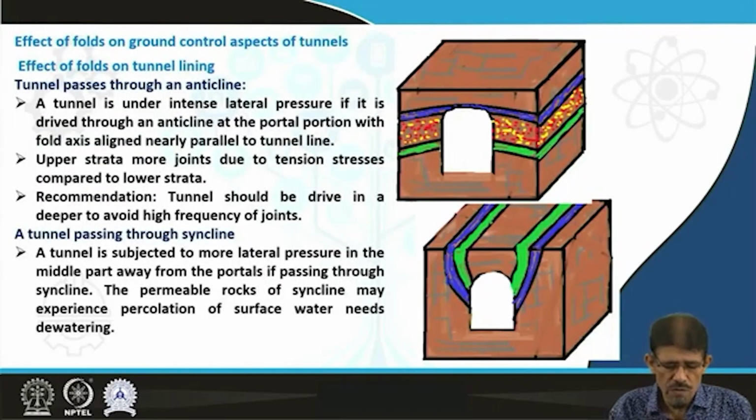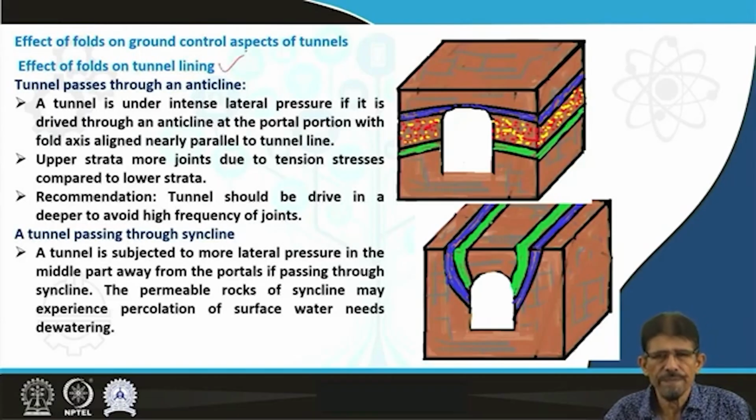First, we are going to discuss about the effect of folds on tunnel lining. Generally, we have two types of folds, anticline and syncline. Although there are many types of folds, syncline, anticline, homocline, recumbent folds, chevron folds, cylindrical folds, etc. But in major shape we are going to encounter anticline and syncline.